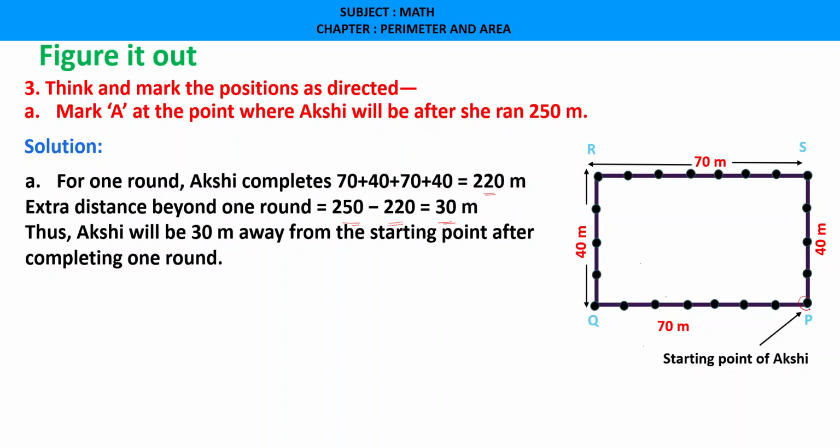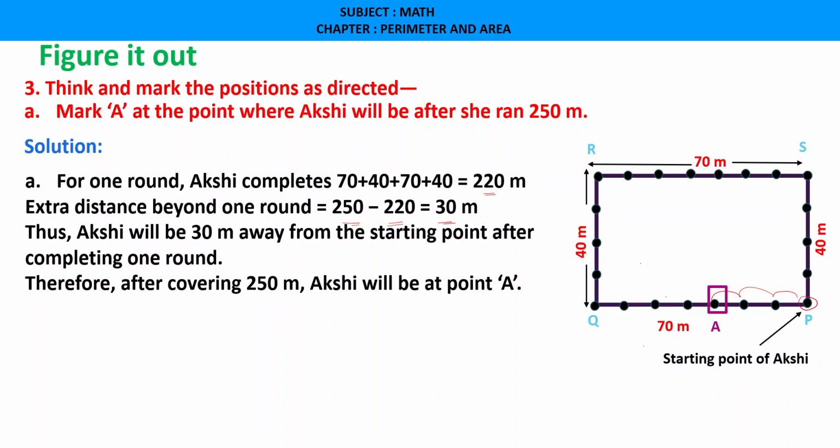So, after completing one round, Akshi will be here, but she still needs to complete 30 meters. So, first 10 meters, next 10 meters, next 10 meters. Therefore, after covering 250 meters, Akshi will be at point A.